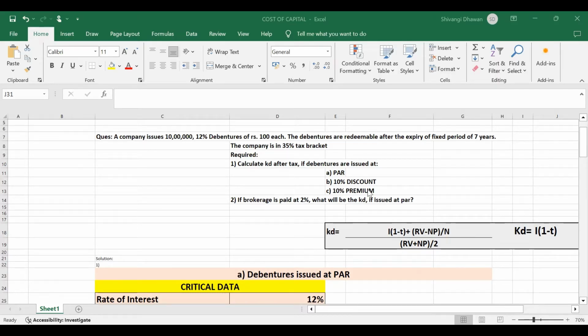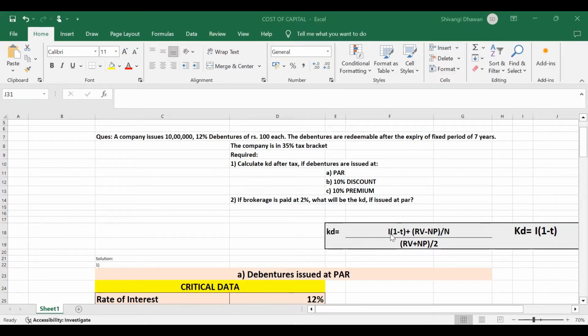When our debentures are redeemable, we use this formula: interest into 1 minus t, plus redemption value minus net proceeds divided by n, whole divided by redemption value plus net proceeds divided by 2. When we have debentures issued at par, and we know the debenture value is rupees 100 for each debenture, then with this formula we can reduce it to this only, that is KD is equal to I into 1 minus T.